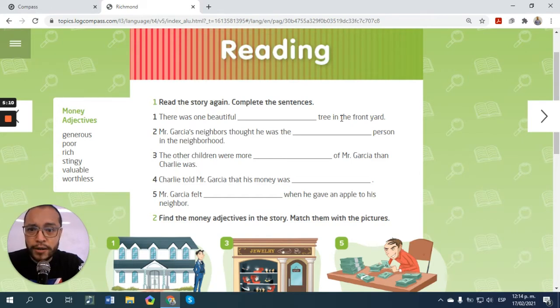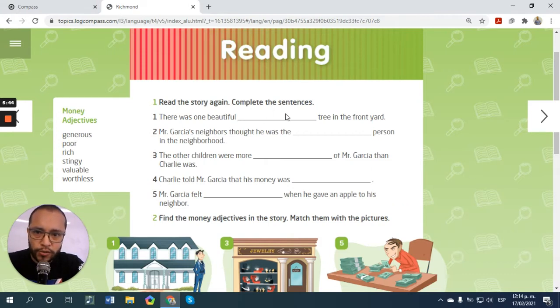There was one beautiful tree in the front yard. Then it says, Mr. Garcia's neighbors thought he was the person in the neighborhood. The other children were more of Mr. Garcia than Charlie was. Charlie told Mr. Garcia that his money was... Mr. Garcia felt when he gave an apple to his neighbor. Okay, we are going to solve these exercises in a second.